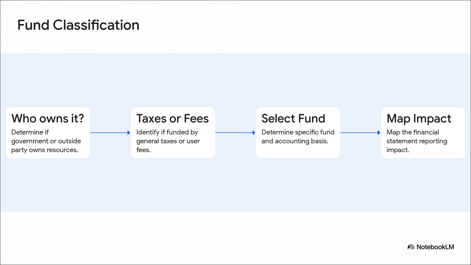Asking who owns the resources is your primary fork in the road. And why does that fork matter so much? Because going down the wrong path means you'll apply the wrong measurement focus, which leads straight to mapping the wrong financial statements. And on the exam, mapping to the wrong financial statements guarantees a failed simulation.